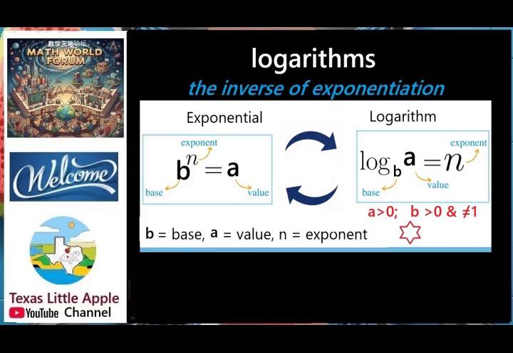Number 1, its base b must be greater than 0 and not equal to 1. And number 2, its argument a, that is, the number you are taking the log of, must be greater than 0. Otherwise, as we know, a base of 1 would not create an exponential function that can be inverted. The argument must be positive, as there is no real power that can be raised to a positive base to get a negative or 0 result.